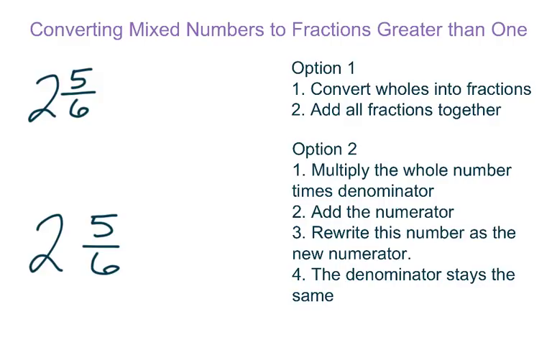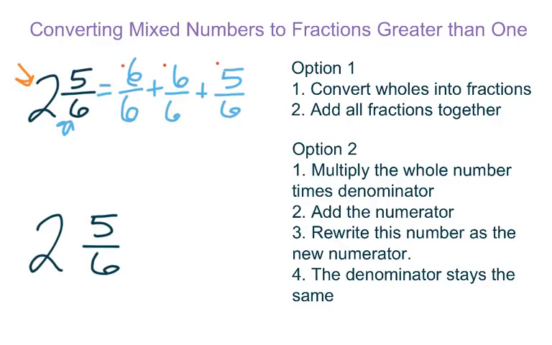All right, I'm going to start with option number 1. So I need to recognize that I have 2 wholes and that my denominator is a 6, so my wholes are going to be 6/6. And I have 2 of them, so 6/6 plus 6/6, and then I need to add my 5/6. And when I add all of these together, 6 plus 6 is 12, plus 5 more is 17/6, so that would be my fraction greater than 1.